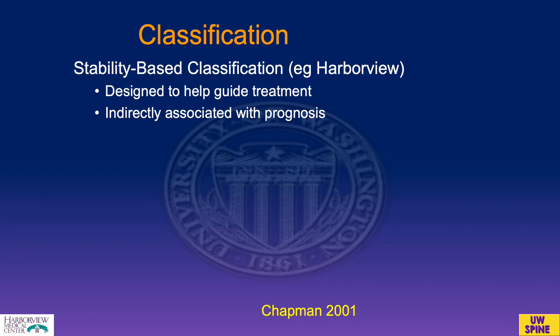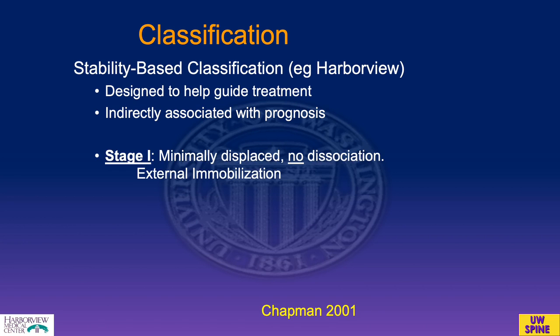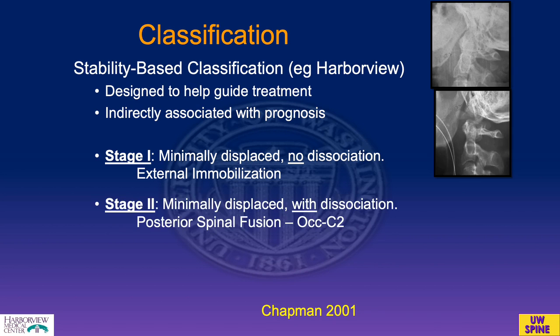If we look at classification, this is a grade-based classification that came out of Harborview, proposed by Jens Chapman in 2001. And really this was designed to help guide treatment and also indirectly associate prognosis. A stage 1, as defined by us, basically represents a minimally displaced injury with no really significant dissociation, and these are really more of a sprain where there are some subtleties, but overall things are stable.